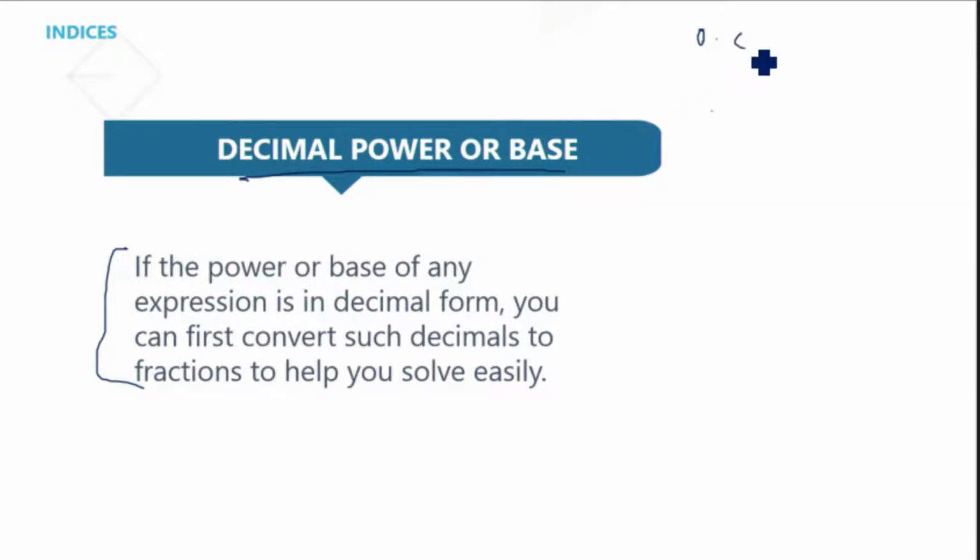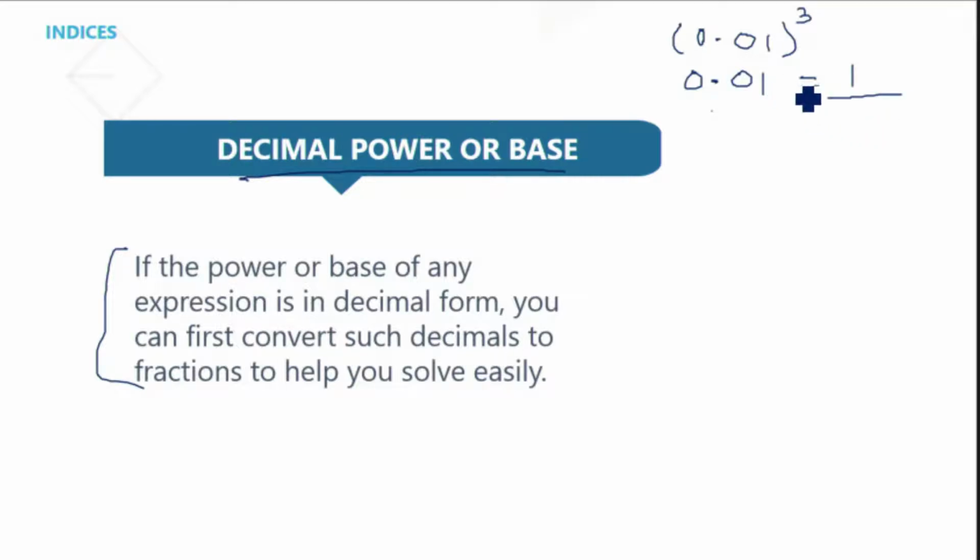Next is 0.01 raised to the power 3. In this case, the base is in decimal form, so we try to convert the base to a fraction. For 0.01, we start writing the numerator from the first significant number, that is the first non-zero digit. So from here we have 1, and it's only 1 we have.